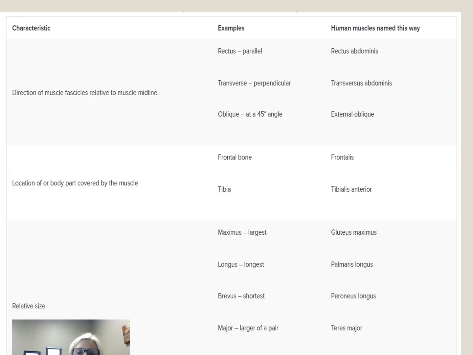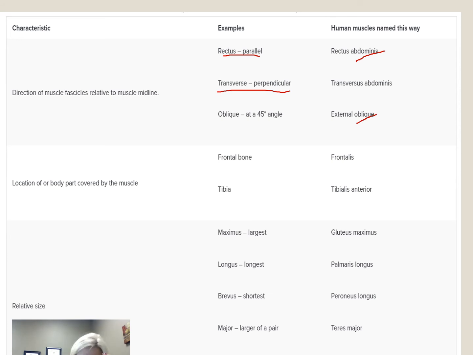All right, so I'm giving you this chart, and here's some examples here, all right? So rectus means parallel. So the rectus abdominis is going to be abdominal muscles that run parallel, okay? Transverse means perpendicular. So transverse are abdominal muscles that run transverse. And of course, external obliques are going to be on the external portion of the body, or internal will be more internal, okay? More towards the viscera and run at an oblique angle.